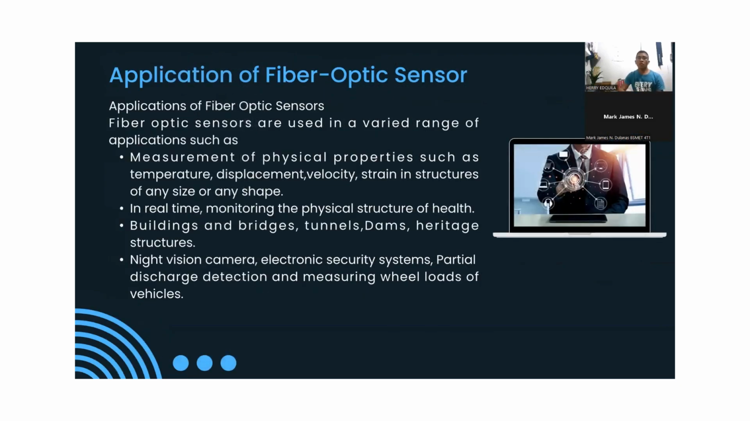The fiber optic sensor is used in a varied range of applications such as measurement of physical properties such as temperature, displacement, velocity, strain and structures of any size or any shape. In real time, monitoring the physical structure health of buildings, bridges, tunnels, dams, heritage structures, for night vision camera, electronic security systems, partial discharge detection and measuring weight loads of vehicles.